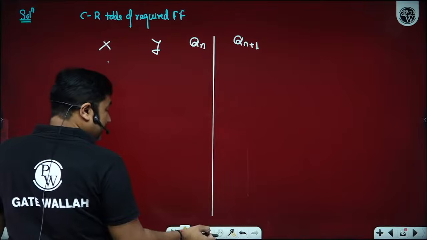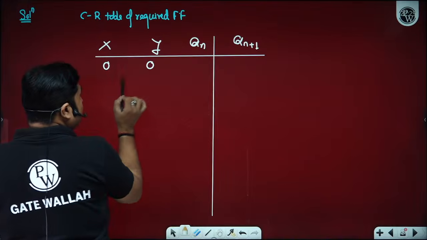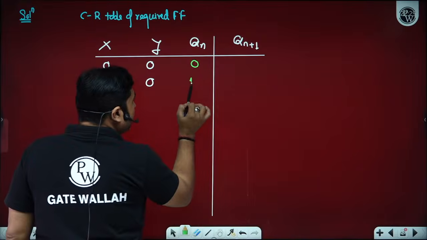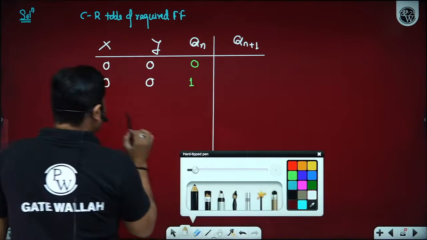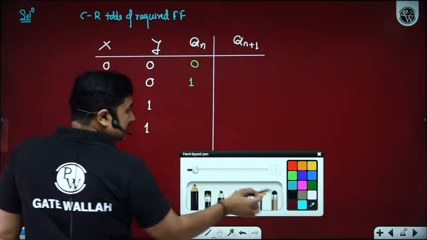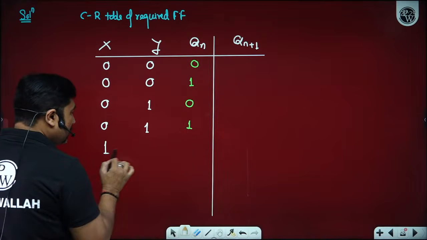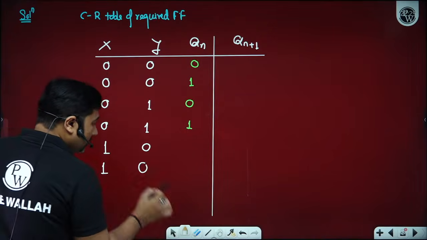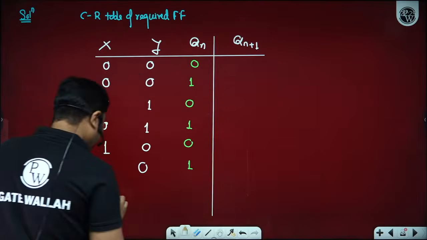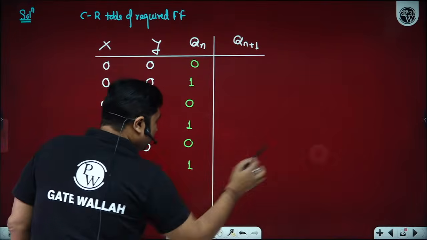Maybe the present input to X and Y is 0, 0. Present state may be 0, may be 1. Present input to XY may be 0, 1. Is it okay? Yes, sir. Present state may be 0, may be 1. Present input to XY 1, 0. Present state may be 0, may be 1. Present input X 1, Y 1. Present state may be 0, may be 1.